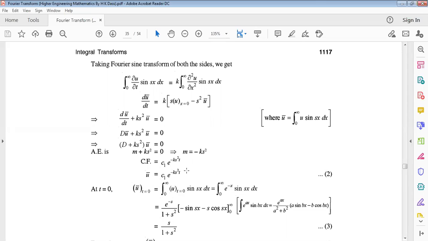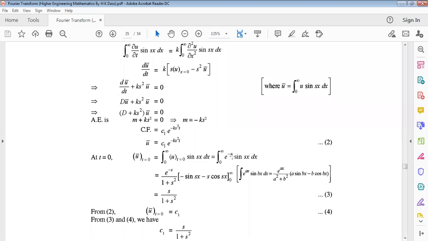After putting t equals 0, what will be the value of u? After putting t equals 0, we get e to the power minus x as the result. Then sin sx dx. Now, what is the formula for e to the power minus x sin sx? Using this integration formula, the integration of e to the power ax sin bx dx equals e to the power ax divided by a square plus b square, times (a sin bx minus b cos bx). This is the main formula.